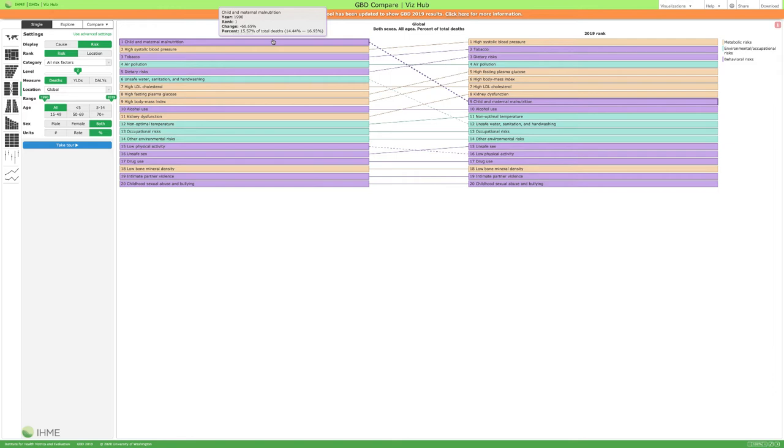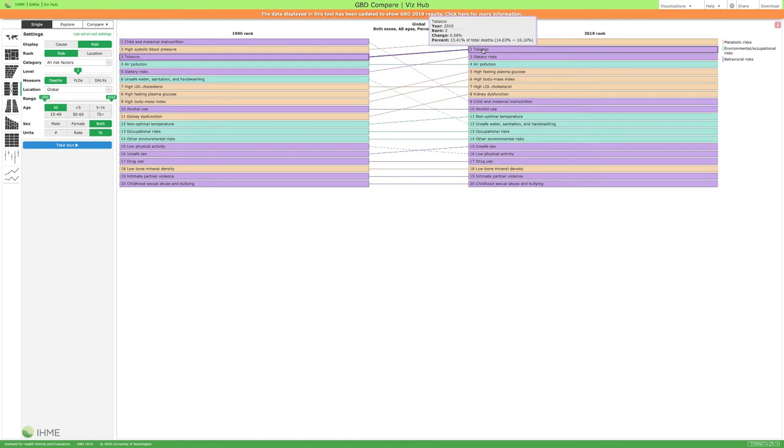cause of total deaths, the percentage of total deaths, was child and maternal malnutrition, but that has really gone down over the last 30 years, and now high blood pressure is number one, tobacco is number two, which in 1990 was already high at number two and number three, so they've increased. Dietary risks have also moved up, air pollution is there.